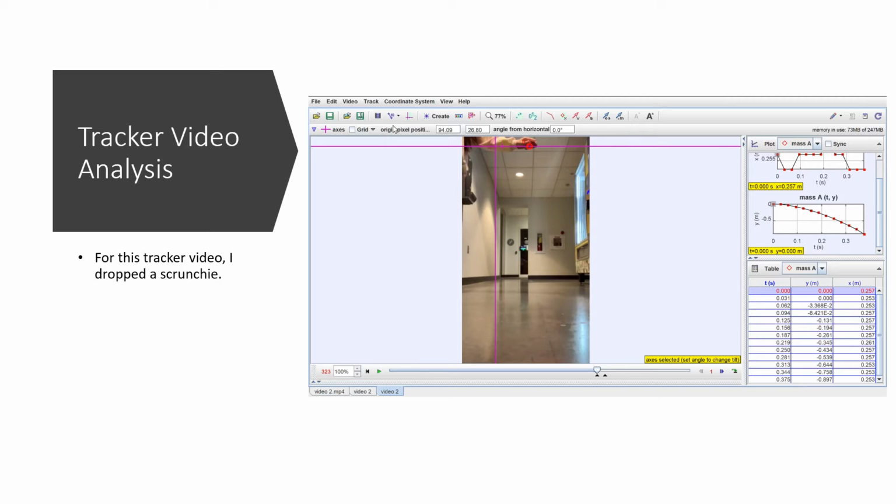So in this video, I analyzed a scrunchie and tracker. As you can see, I set my axes where the origin is at the center of the scrunchie. As we watch the tracker video, as I drop the scrunchie, the spaces between the red dots becomes larger and larger as the scrunchie accelerates closer to the Earth. As we look at the chart on the right, we see the position of the cup versus time as the scrunchie falls to the ground.